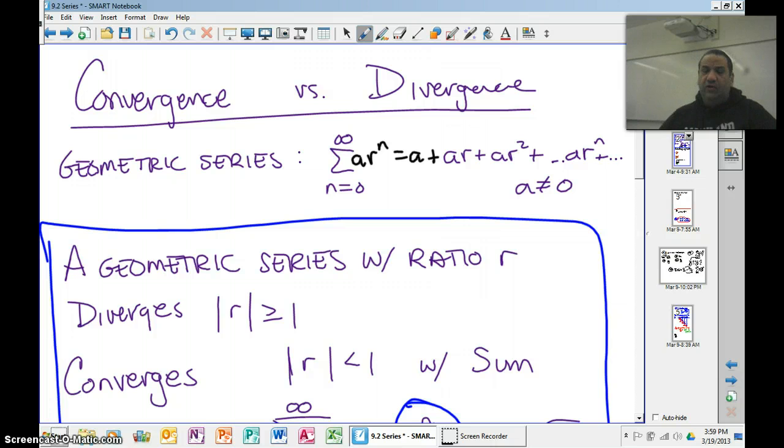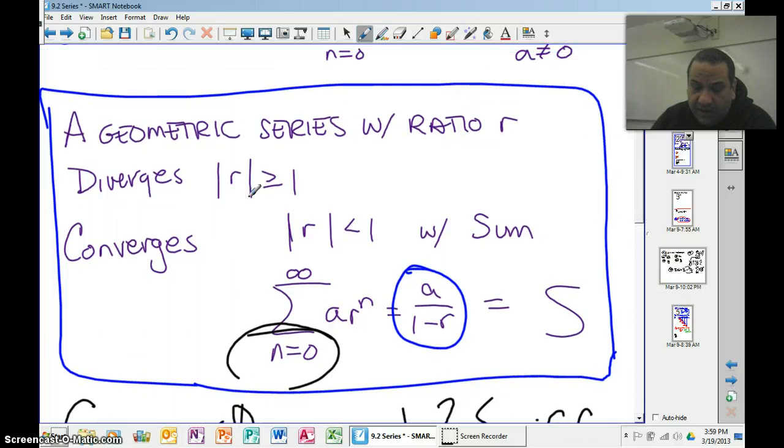Over here, convergence versus divergence. A geometric series looks like this, all right? A times some r, where r is the common ratio, raised to the nth power. And we show the series that looks like this. A geometric series with ratio r diverges if the absolute value of r is greater than or equal to 1. It converges if the absolute value of r is less than 1. Perfect. So this tells you when it diverges, this tells you when it converges. And guess what? When it converges, we have ourselves a formula. A over 1 minus r will be the sum.